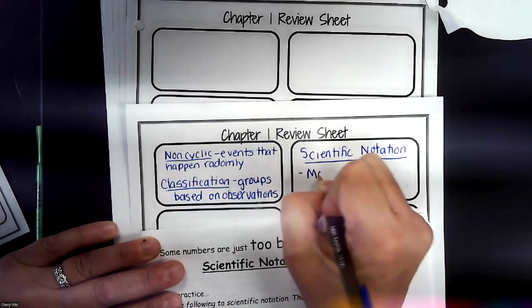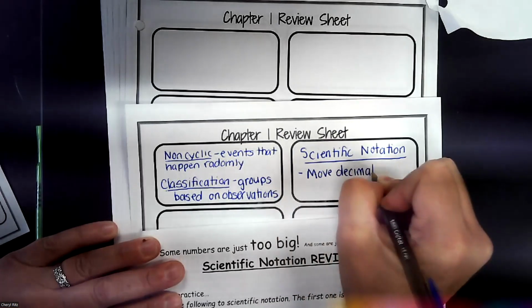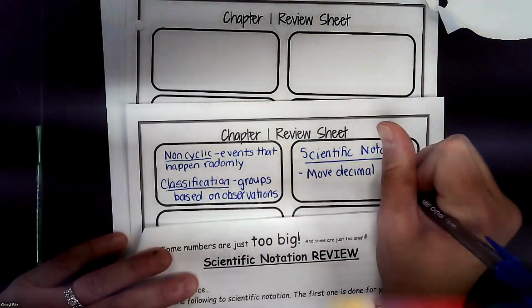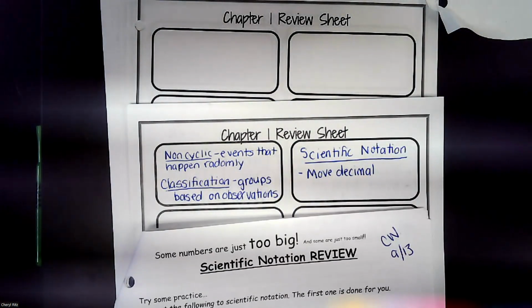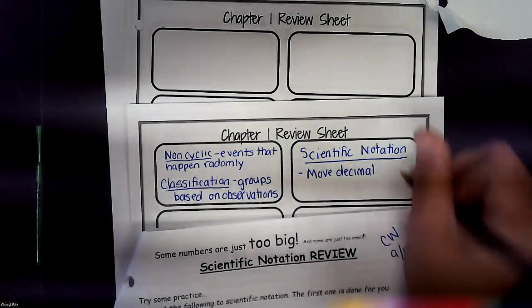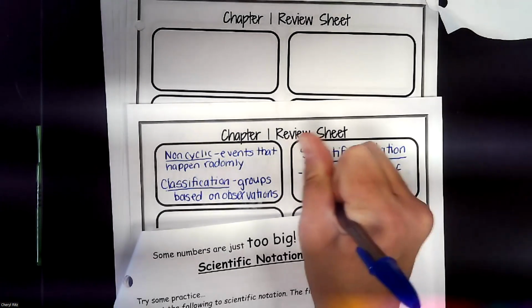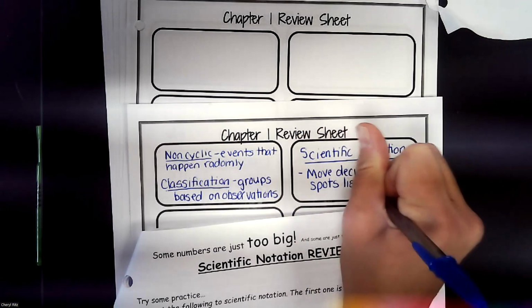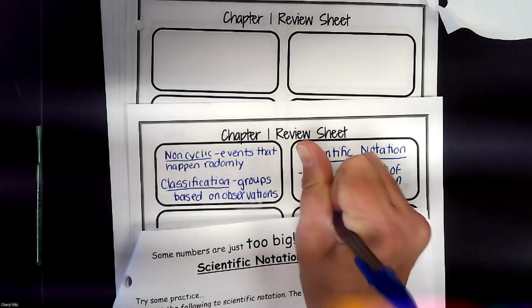So, move decimal. Oh, how did I move the decimal? Oh, yes, I'm sorry. I have an old packet here. So yes, top of page 6. Move decimal the number of spots listed as an exponent.